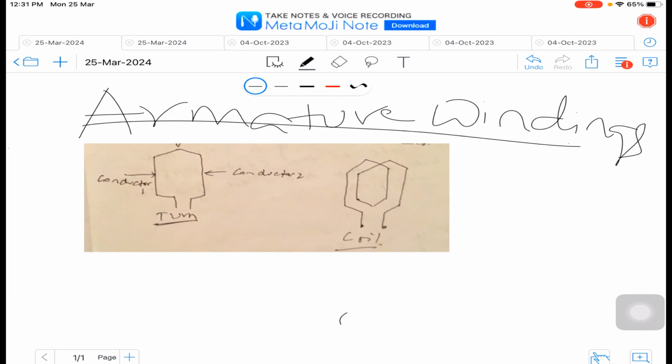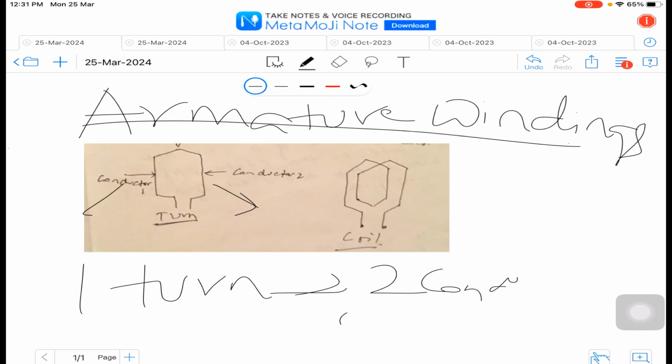From the figure, we can define one turn. You can see here, one turn has two conductors: conductor 1, conductor 2, conductor 1, conductor 2. So one turn completely makes two conductors.